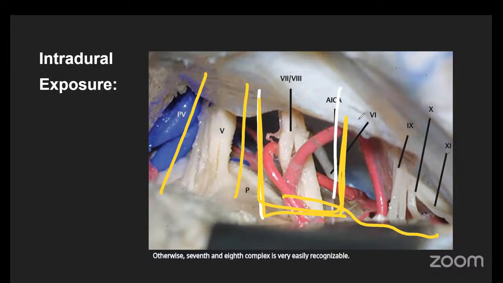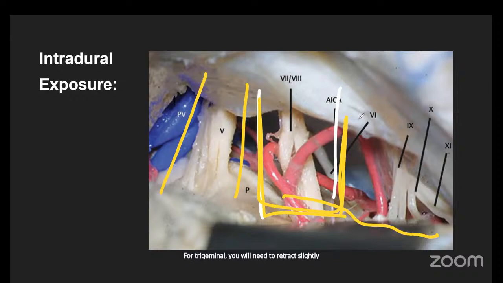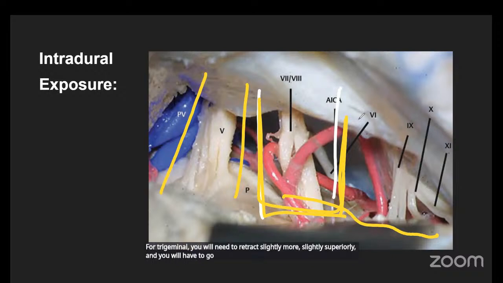The only problem is if you're doing it for trigeminal neuralgia, a microvascular decompression, then the 7th, 8th nerve complex can be a confusing thing. You might think that since it's big enough and since trigeminal has multiple roots, it could be trigeminal, but trigeminal, as we have discussed before, is going to be superior and it's going to be deeper. For trigeminal, you will need to retract slightly more, slightly superiorly, and you will have to go deeper. It will not be as easily visible.